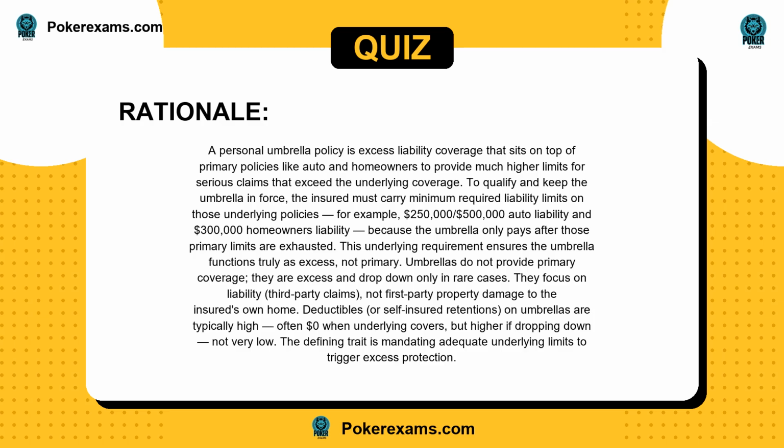Umbrellas do not provide primary coverage. They are excess and drop down only in rare cases. They focus on liability, third-party claims, not first-party property damage to the insured's own home. Deductibles, or self-insured retentions, on umbrellas are typically high, often $0 when underlying covers, but higher if dropping down, not very low. The defining trait is mandating adequate underlying limits to trigger excess protection.